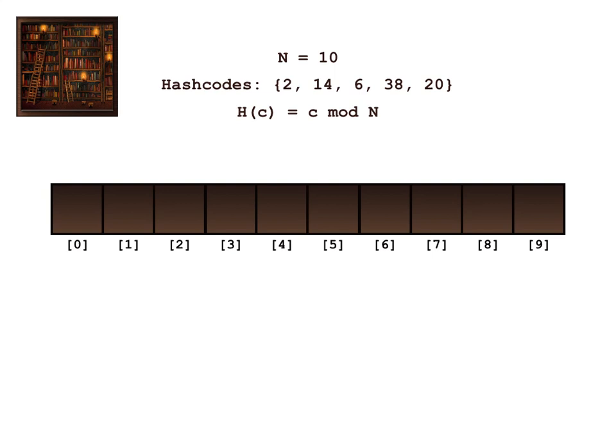Right? Let's do that. First value 2, 2 modulo 10 simply equals 2, so that's where 2 gets stored. Next, you have 14. 14 modulo 10 equals 4, thus that's where 14 gets stored. Next, 6. 6 modulo 10 equals 6, so that's where 6 gets stored. Then 38. 38 modulo 10 equals 8, thus that's where 38 gets stored. Then lastly, 20 modulo 10 equals 0, thus that's where 20 gets stored.